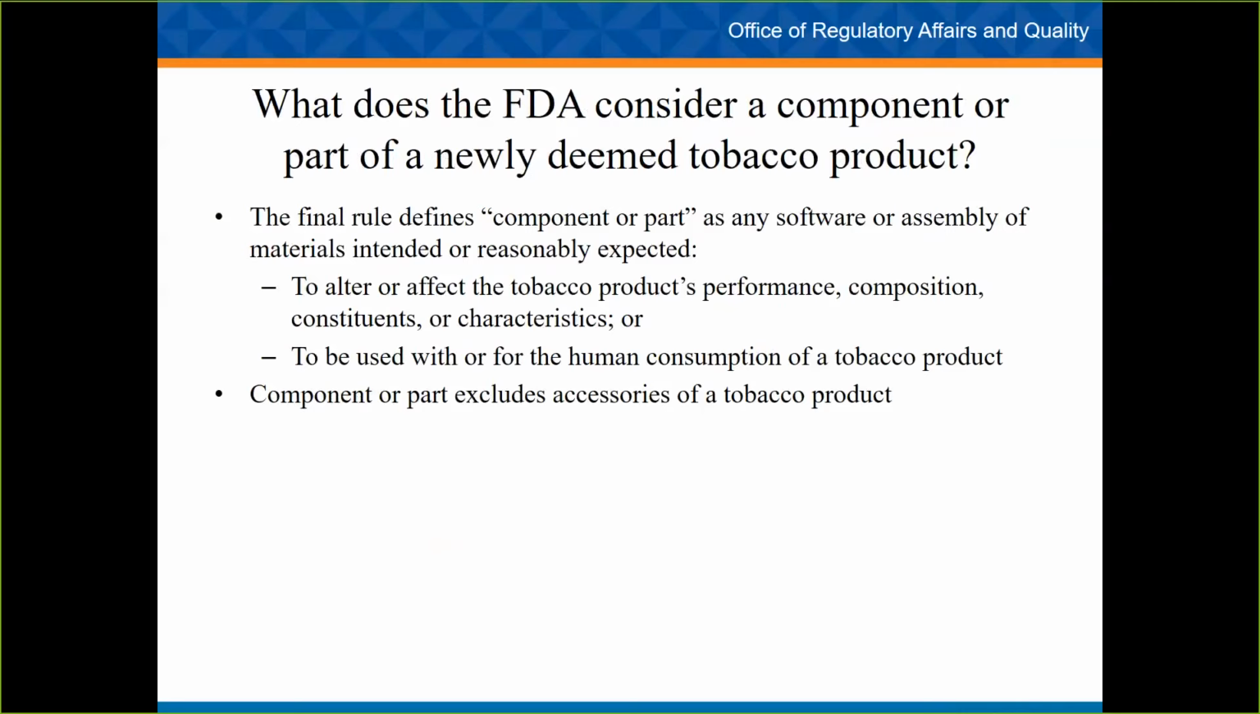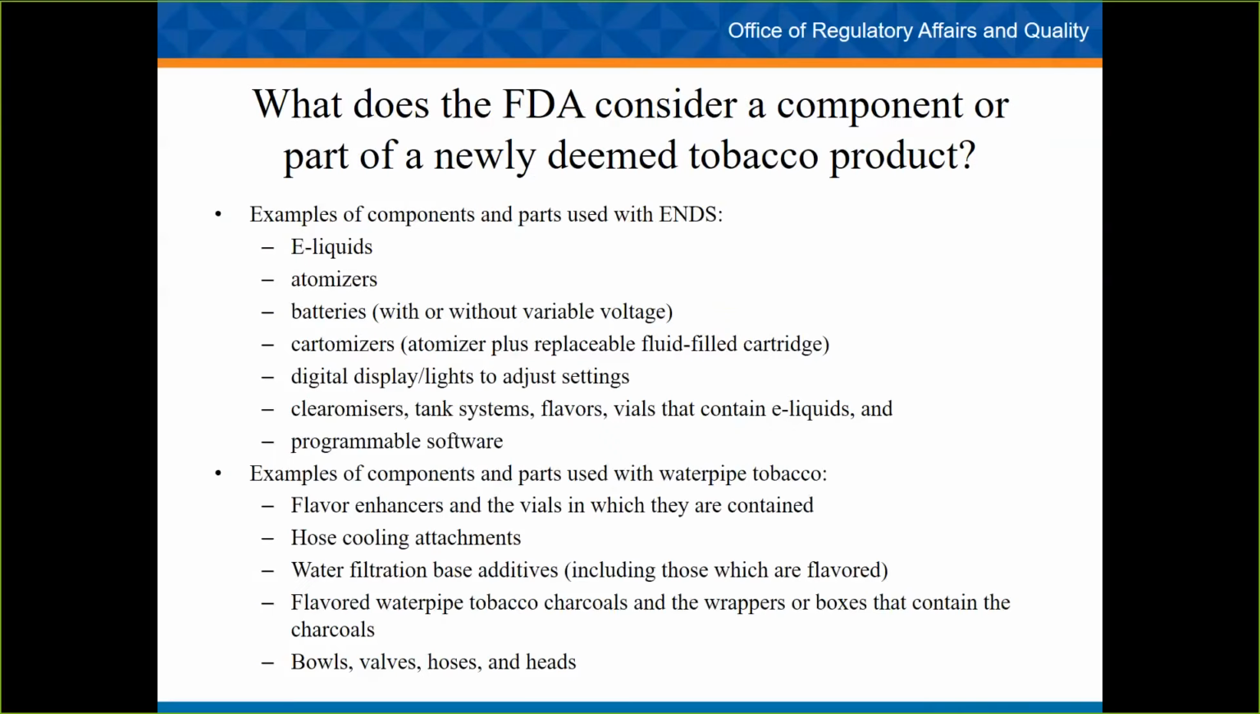To be clear, components or parts are any software or assembly of materials intended or reasonably expected to alter or affect the tobacco product's performance, composition, constituents, or characteristics, or to be used with or for human consumption of tobacco products. Component or part does exclude accessories, and we'll talk about what accessories are in a second. Some examples of components or parts are the e-liquids, atomizers, batteries, flavors, hose, cooling attachments, etc.